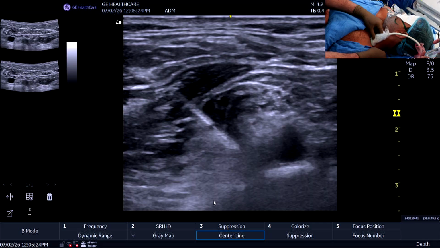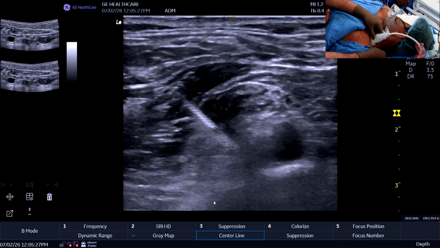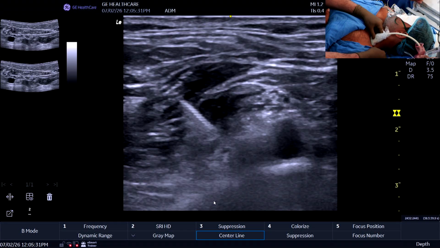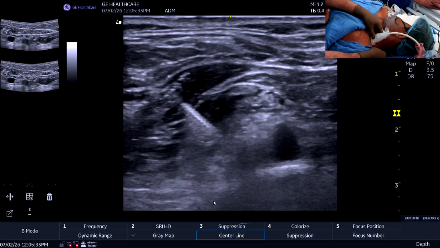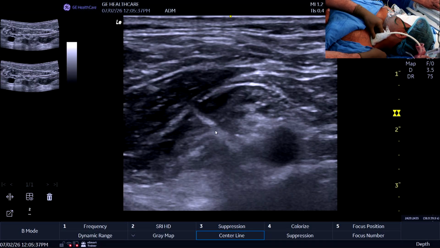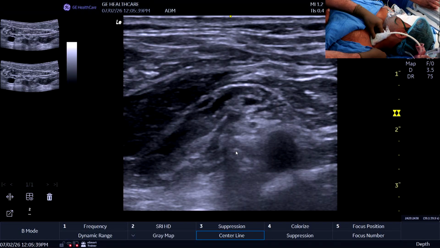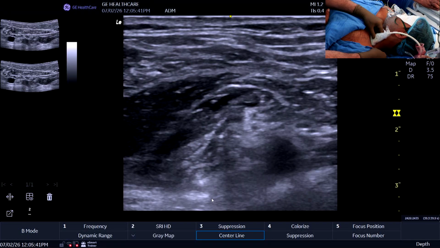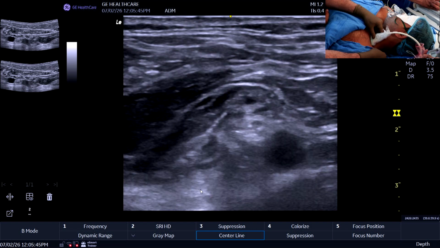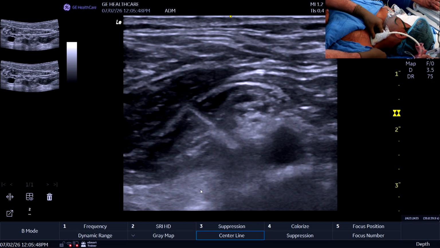Wait. Yeah, now. So you can see the spread is close to the corner pocket. Yes, that's the needle tip there, almost at the corner pocket. Yeah, keep on injecting a small volume. Yeah. So that is going to take care of the C8 and T1. So this is the spread in the corner pocket.